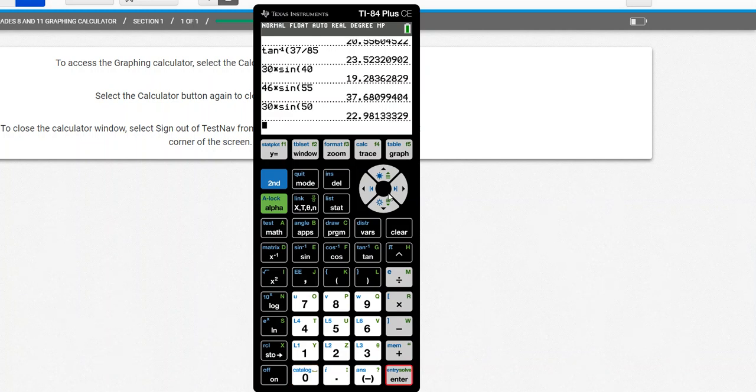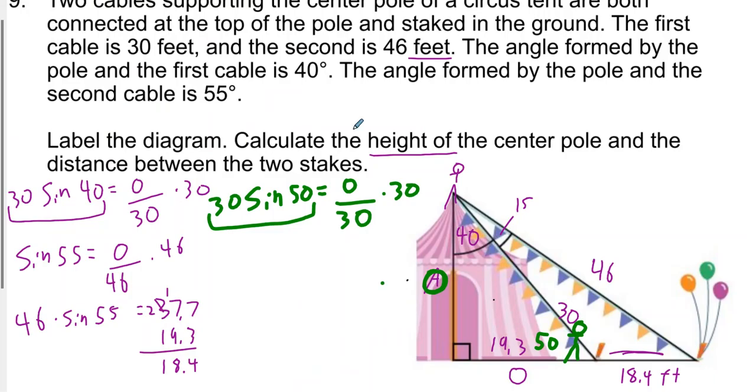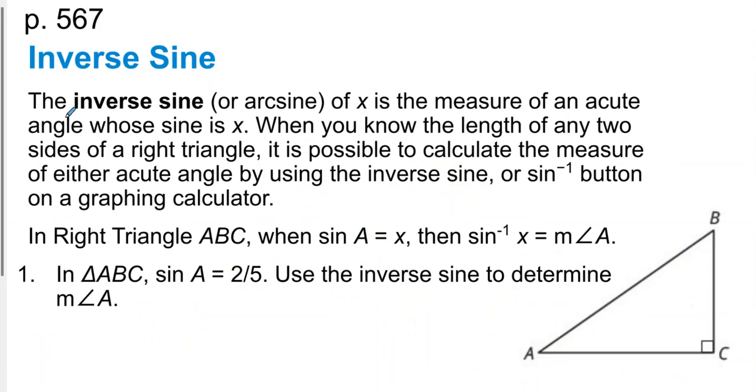And I get 22.98, so I will just round that to 23 feet tall. So that's how we can use it to find length. We can also use sine, but it would be the inverse sine to find a missing angle. So same process as inverse tangent, but you're going to be using opposite and hypotenuse.